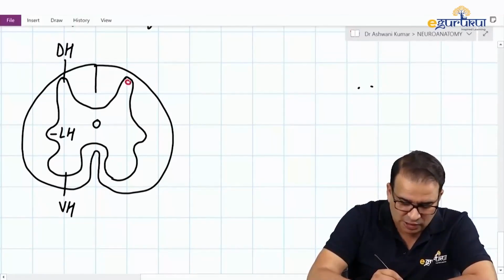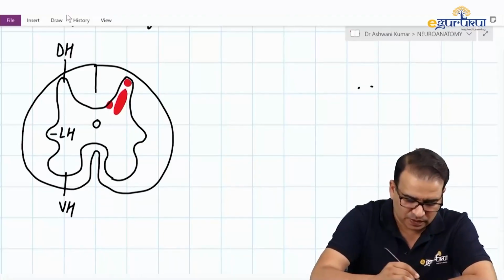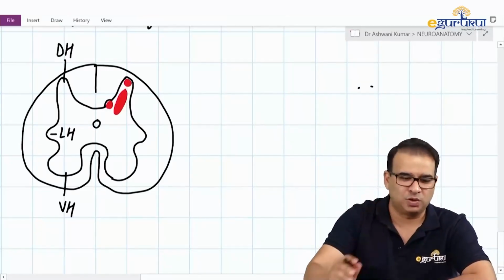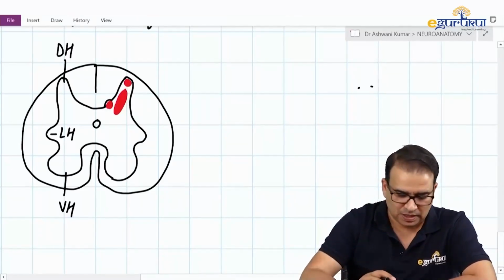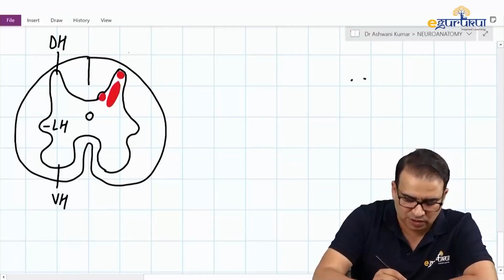We have three main nuclei to be seen there. One is very much at the dorsal aspect here. Then we have this one huge nucleus, in fact the largest nucleus of the spinal cord. And there's another nucleus which is slightly projecting toward the dorsal column. It forms a bulge toward the dorsal column also. So these are three sensory nuclei, obviously sensory because they are in the dorsal horn.